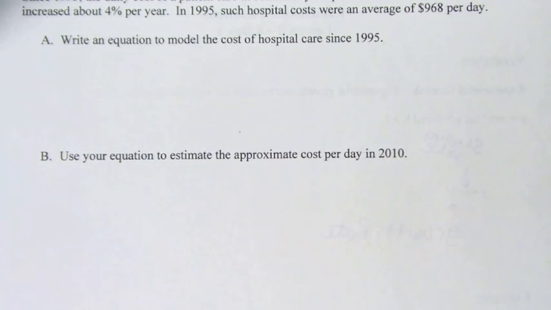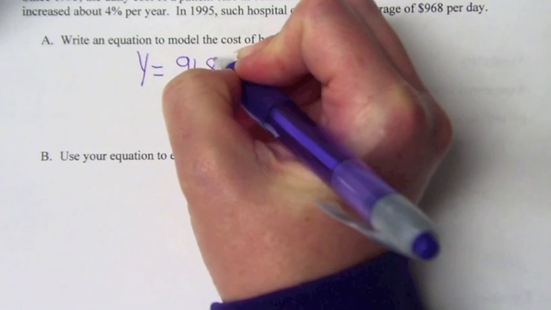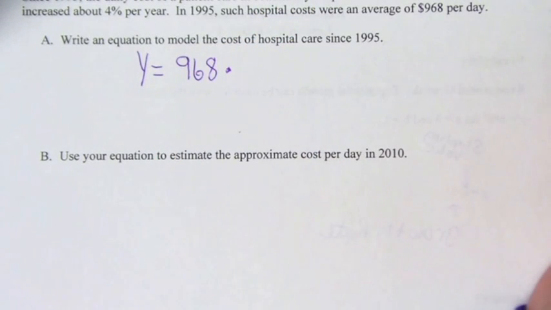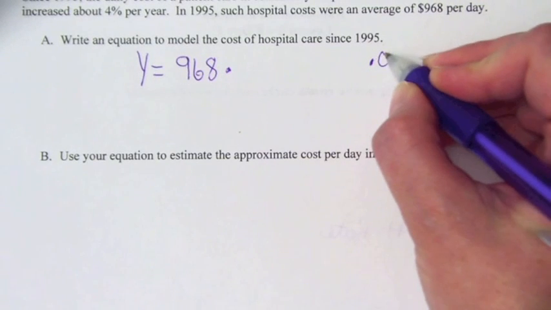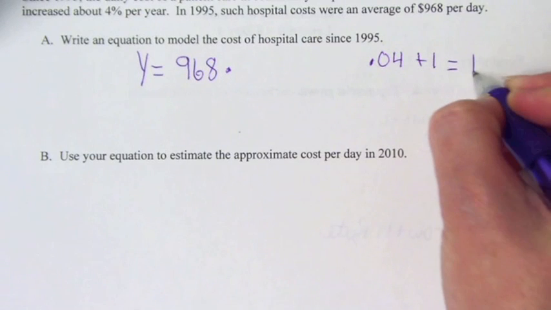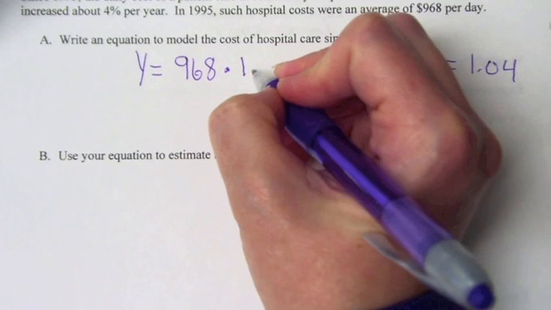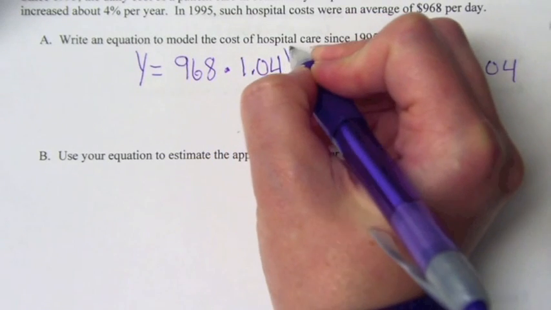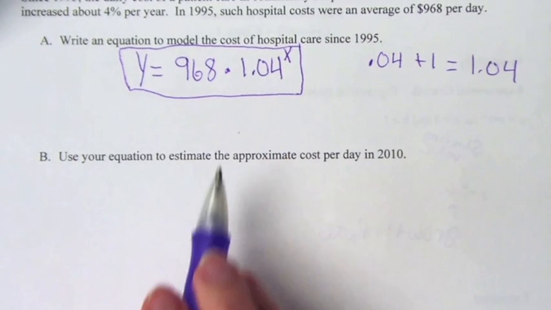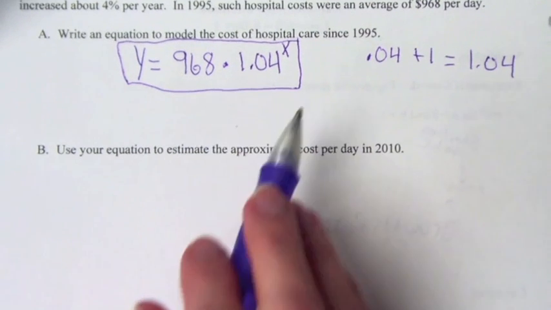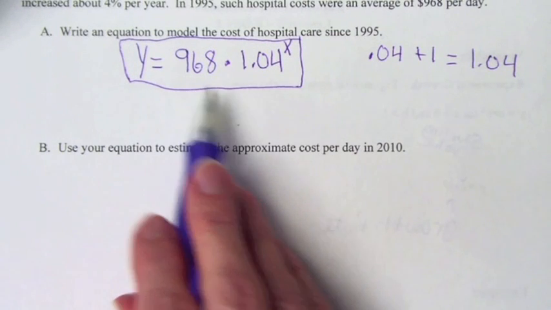So in our equation, y equals our starting amount, 968, times our growth rate. To find our growth rate, it's 4%, which is 0.04. We add 1 to that, so we get 1.04. So that's our growth rate: 1.04 to the x power. Right now, all it's asking us to do for A is to write an equation, and that's all we have to do for letter A. This exponent is going to be an x all the time. You're only replacing A and B.